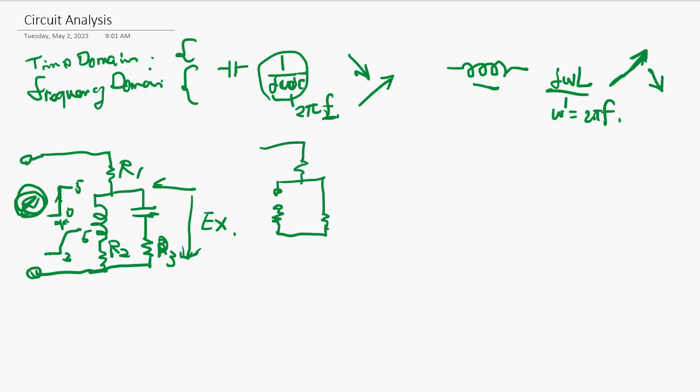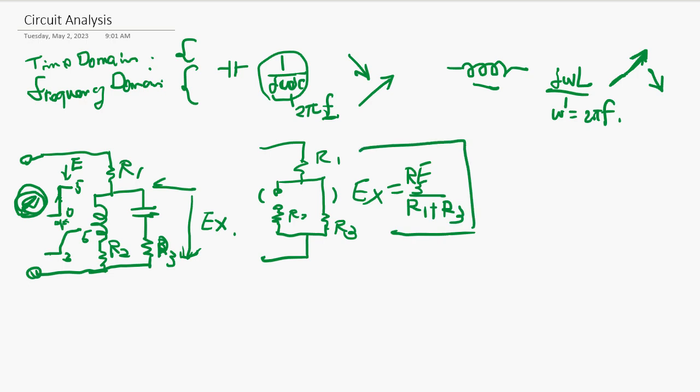So the inductance becomes like an open circuit. The capacitance is like a short circuit, right? So with R1, R2, R3, this Ex is going to be whatever the initial voltage, this voltage E, is going to be E times R3 over R1 plus R3. So this is going to be the initial condition.